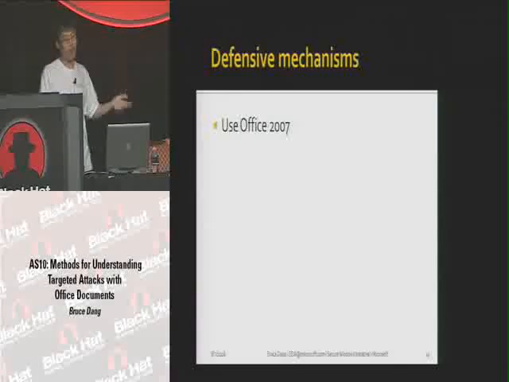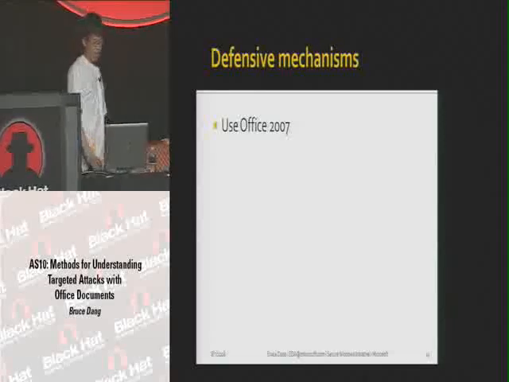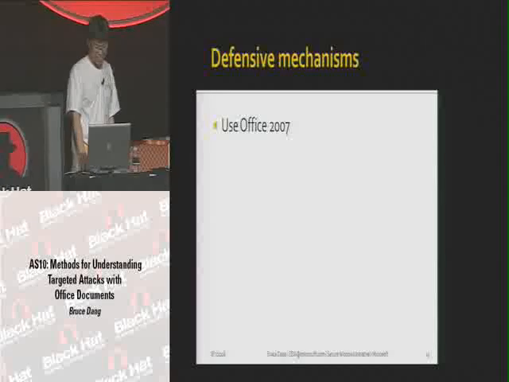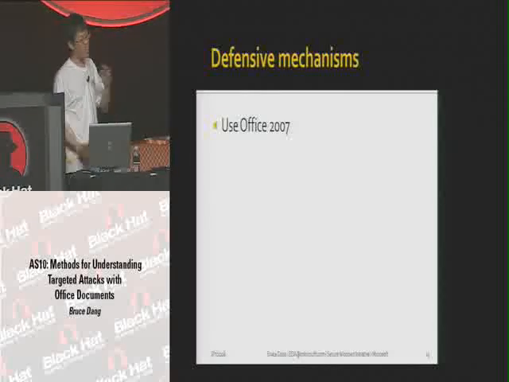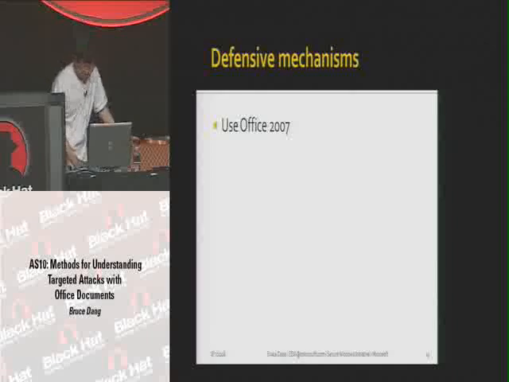Obviously the last one is you can use Office 2007, which doesn't use the binary file format. You can buy the home edition for like $60. I'm not lying. It's true.